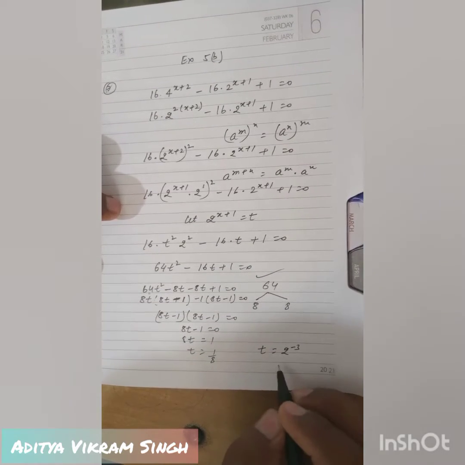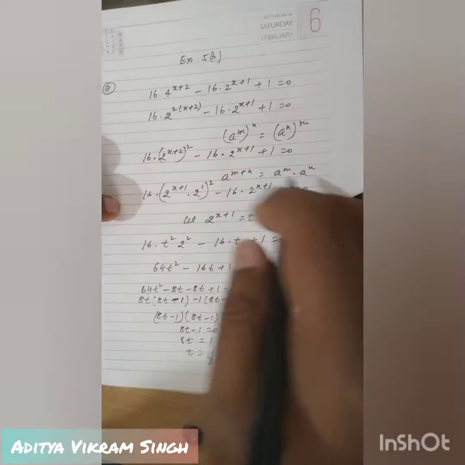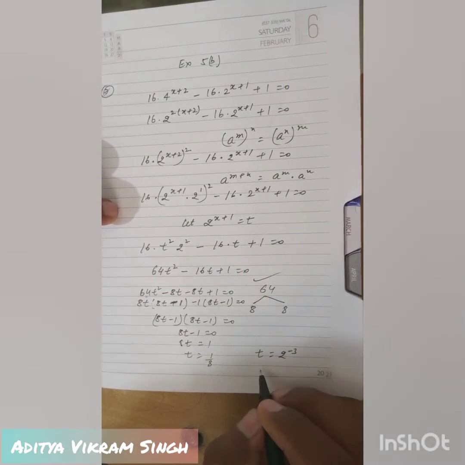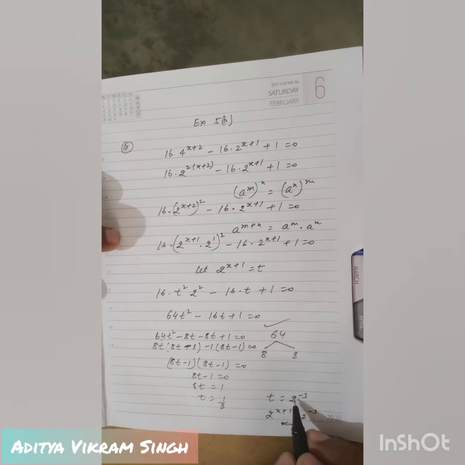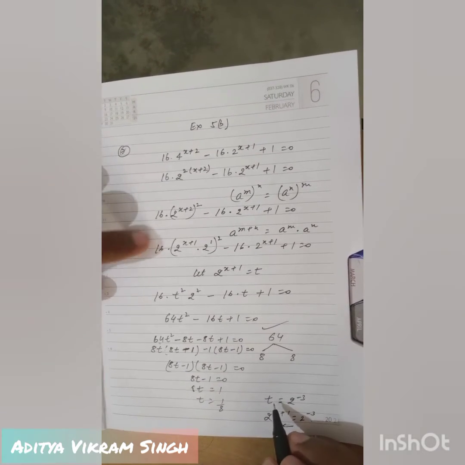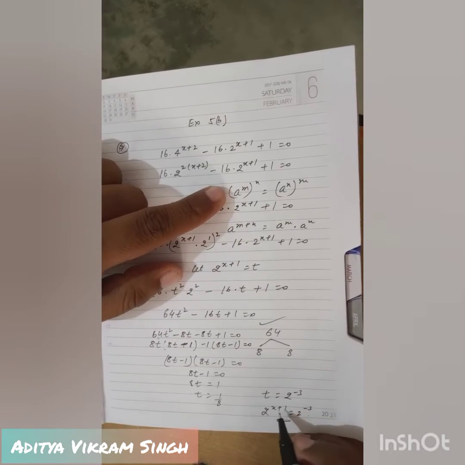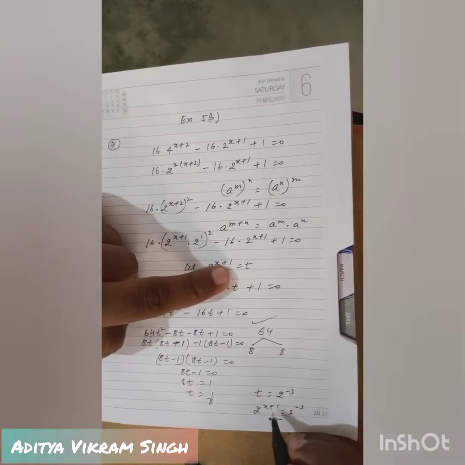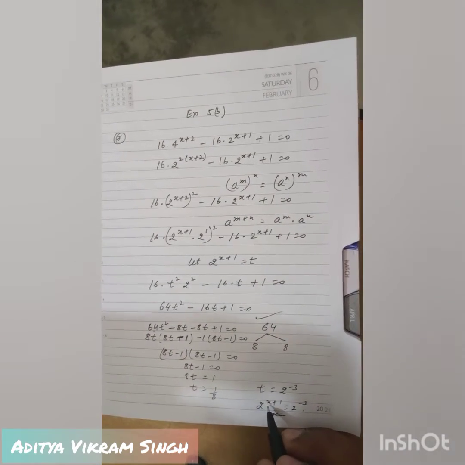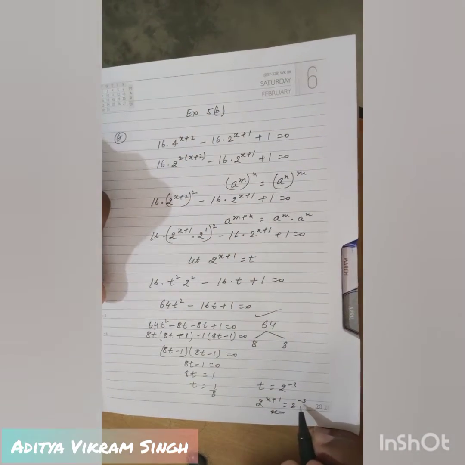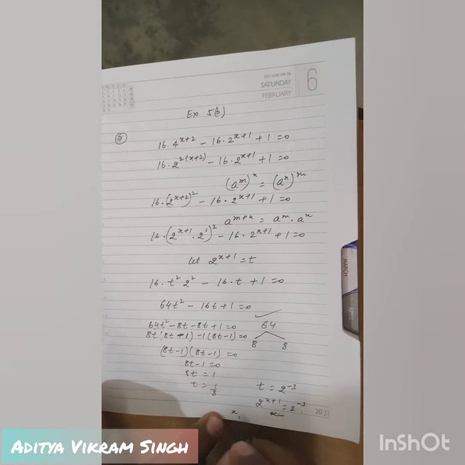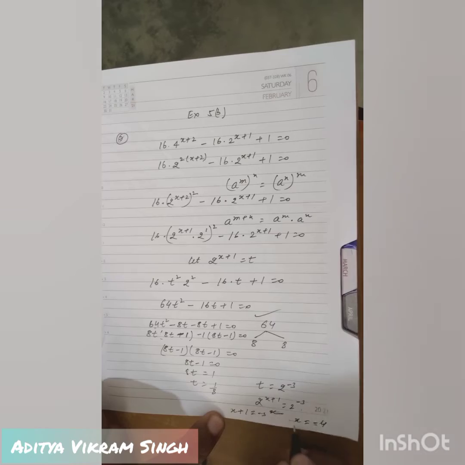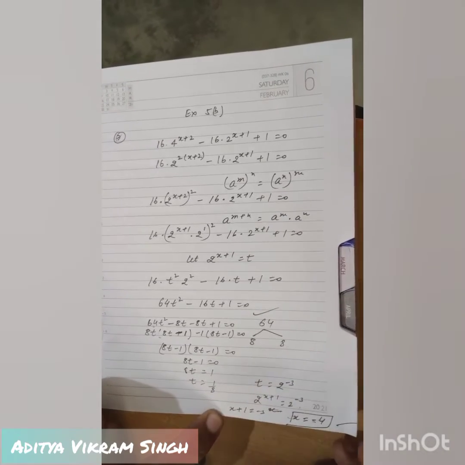in the form of 2 to the power minus 3, and we know that t is 2 to the power x plus 1. So now t is equal to 2 to the power minus 3, and t is 2 to the power x plus 1. Then we put the value of t: 2 to the power x plus 1 equals 2 to the power minus 3. So from here we know that x plus 1 is equal to minus 3 and x is equal to minus 4. Okay, so this is our answer.